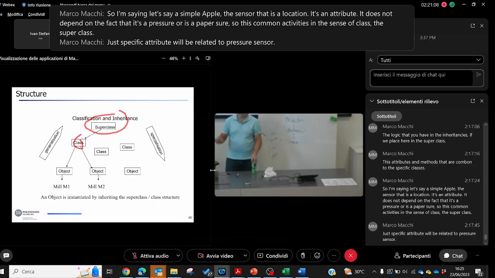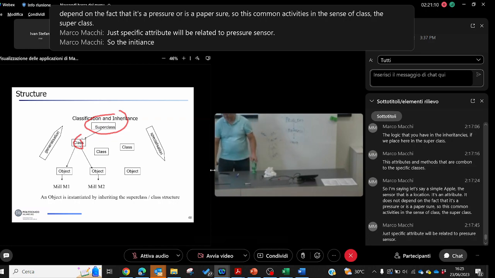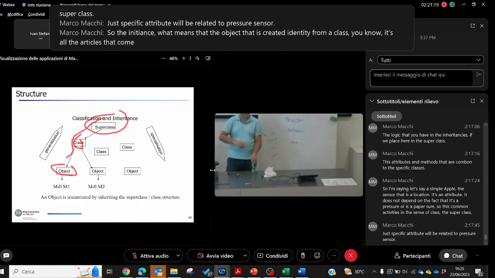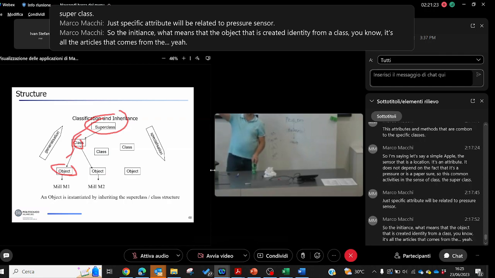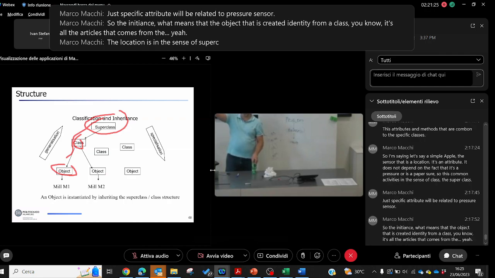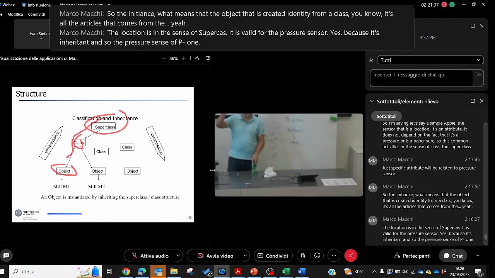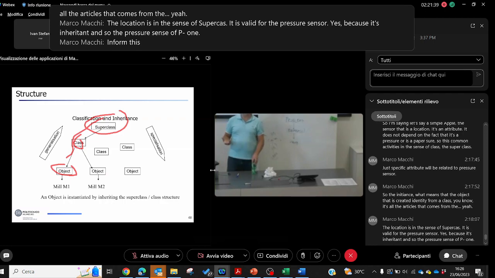Okay? So inheritance, what does it mean? That the object that is created, having an identity from a class, inherits all the attributes that come from the superclass. The location is in the sensor superclass. It is valid for the pressure sensor, yes, because it's inherited. And so the pressure sensor P1 has this attribute. Can you follow this? So this is a hierarchization.